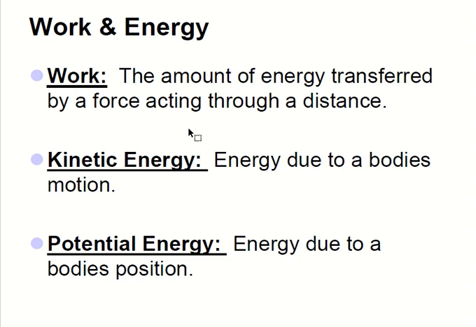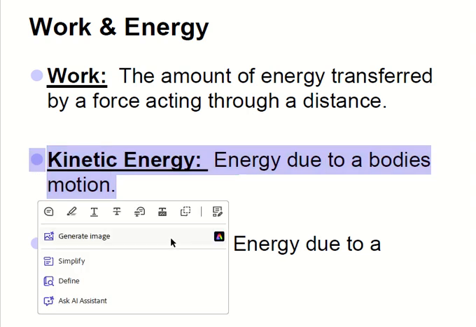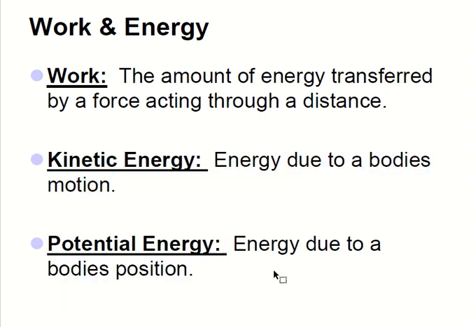So, review again. Your work is the amount of energy that is transferred by a force acting through a distance. Your kinetic energy is your energy due to a body's motion, and potential energy is your energy due to a body's position. This needs to be an apostrophe. I think the editor or the author got it wrong here. Whatever it is, just take it that this is for the motion, that's for the position. The highlighted points are right here and right there.